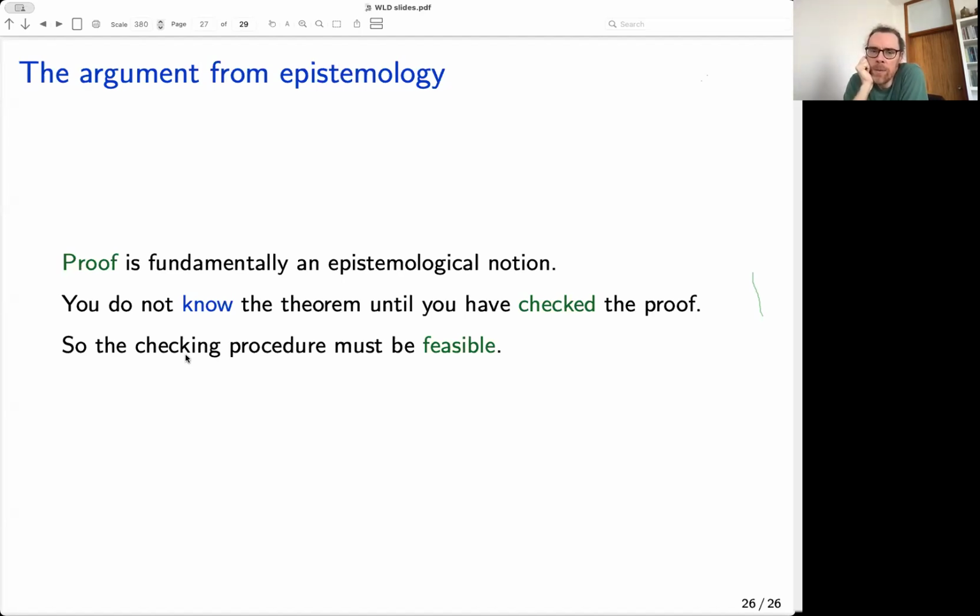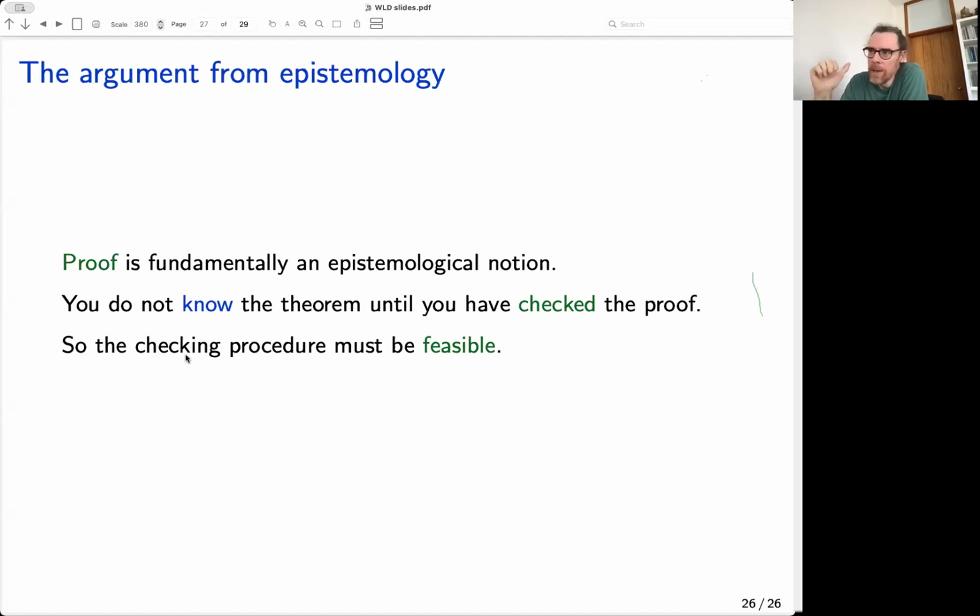So if you take that premise, you don't know the theorem until you've checked the proof, something that clearly follows from that is, for you to be able to know the theorem, you have to be able to check the proof. So in this ordinary sense, it has to be feasible. But I'm just going to stop using the term feasible, because it's using that term that makes this argument look convincing when really it's not a good argument. It's kind of using it in two senses. So just forget the term feasible now.